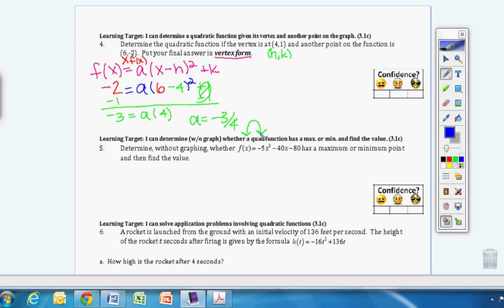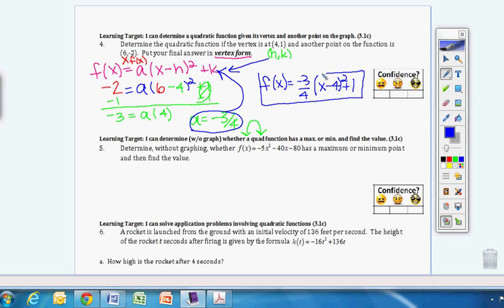But we now need to take this a value and plug it right back in with my vertex. So my final answer in vertex form is f of x equals -3/4 times (x minus 4) quantity squared plus 1. Awesome. Feeling good about that. You should too.